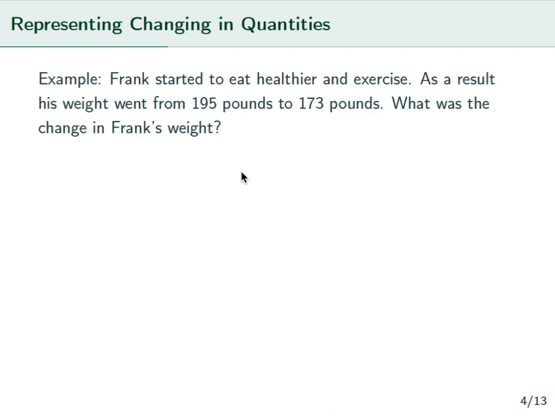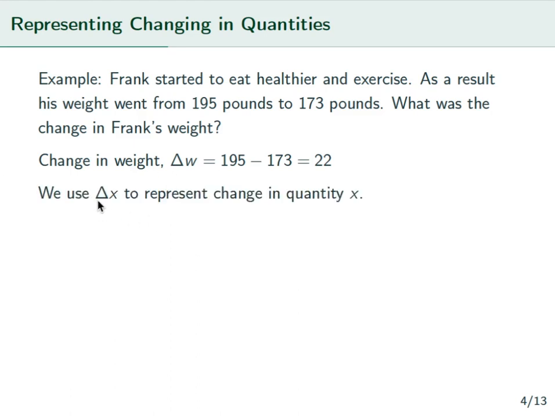So how do you represent changing quantities? Let's look at this example. Frank started to eat healthier and exercise. As a result, his weight went from 195 pounds to 175 pounds. What was the change in Frank's weight? So, this triangle symbol is called delta. Let W be weight. So delta W represents the change in weight. We find the change between these two weights: 195 minus 175, so 20 pounds.